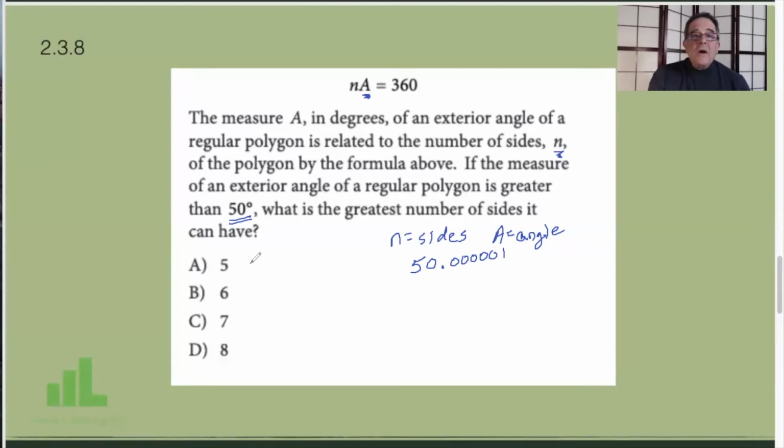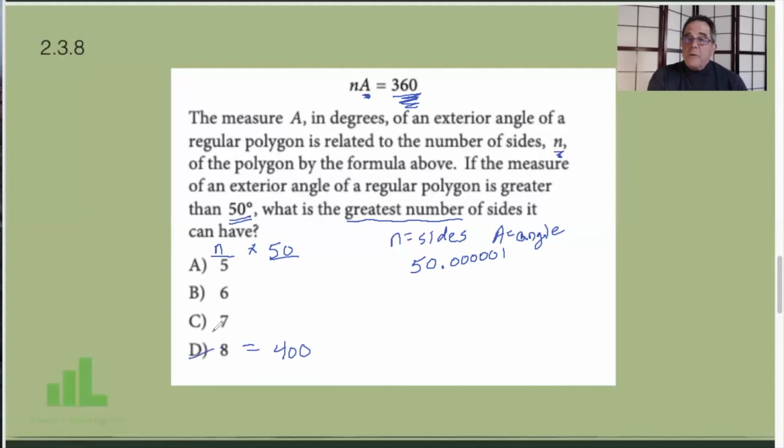Now we're saying, how many sides can it have? So we're going to label this column N for sides. And we're looking for the greatest number of sides it can have. So we're going to say, let's start with 8. And we're going to multiply this by 50 degrees. And we're going to see 8 times 50 is 400. The equation says we have to end up with 360 or potentially less. Well, 400 is too big.